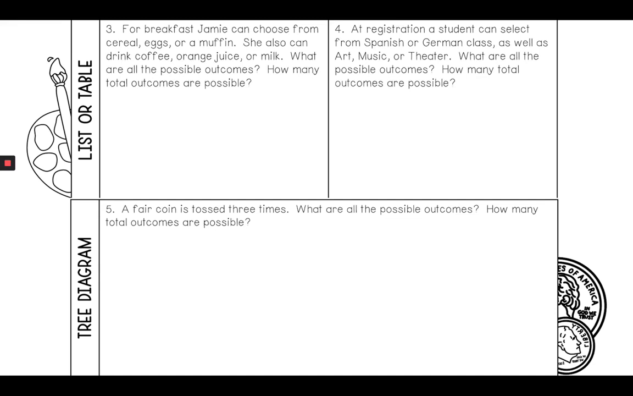Well, she could choose to have cereal, and if she chose cereal, then she could choose to drink coffee, orange juice, or milk. If she didn't choose cereal, the next option in here is eggs. So she could go ahead and choose eggs, but then she could choose to drink coffee, orange juice, or milk. And then the next one would be she could choose a muffin and drink coffee, orange juice, or milk.